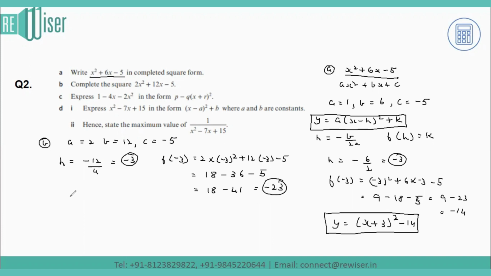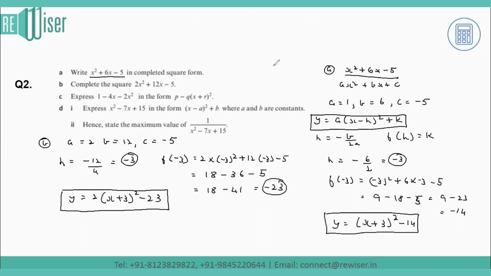So to answer the B part, again the equation becomes y is equal to a into x plus 3 whole square, and plus k means again minus 23. So that will be the final answer for part B of the question.